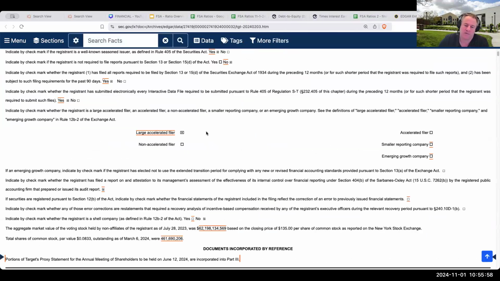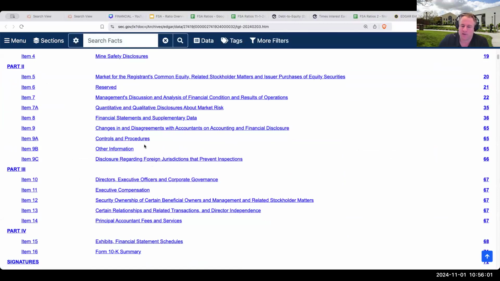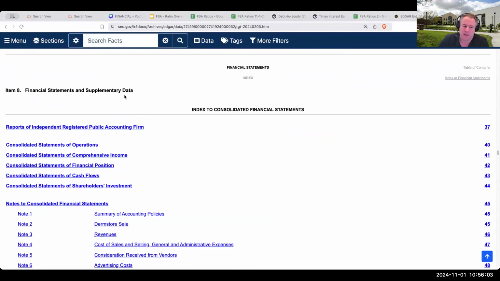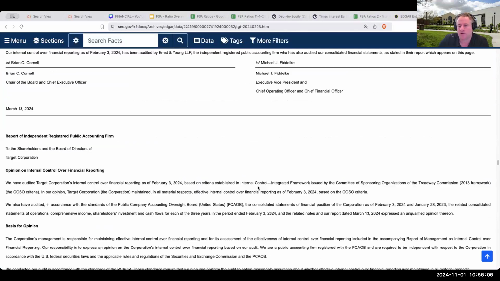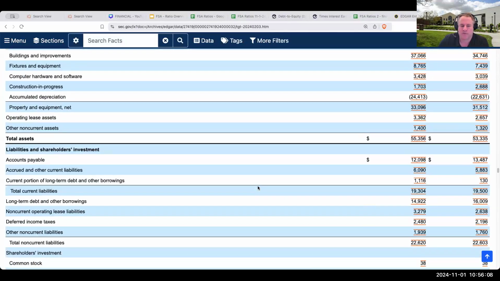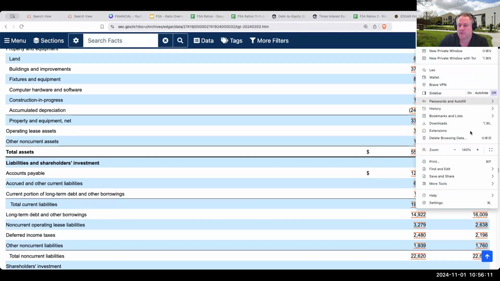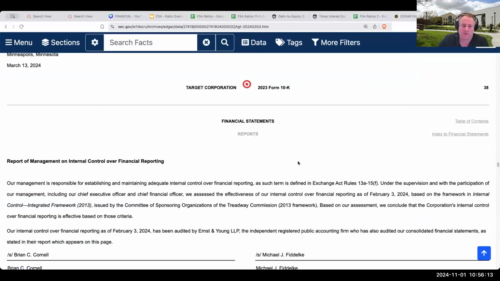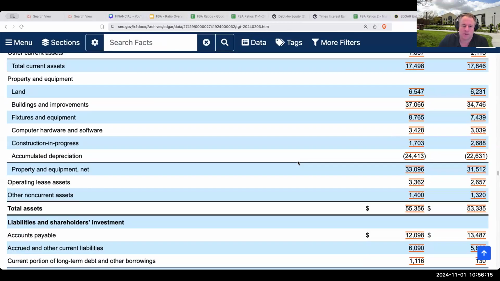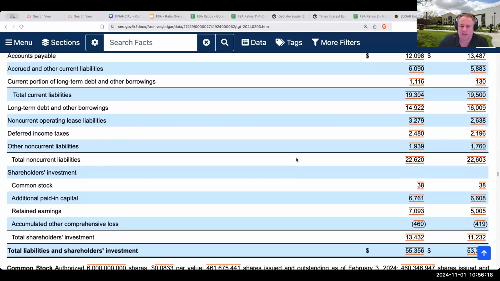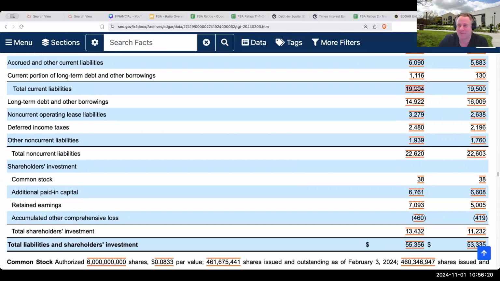With Target, when we go to Item 8 and look at the statements, what we're trying to do is find our total liabilities. It doesn't tell us directly, you've got to love that. So it's about 19 billion plus about 22 billion, or roughly 41.9 billion. And our total equity is roughly 13.4 billion.